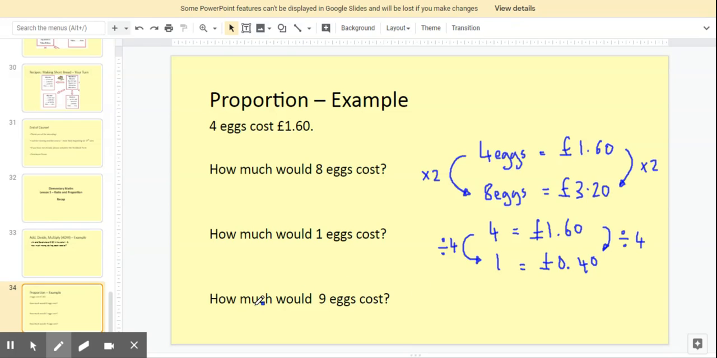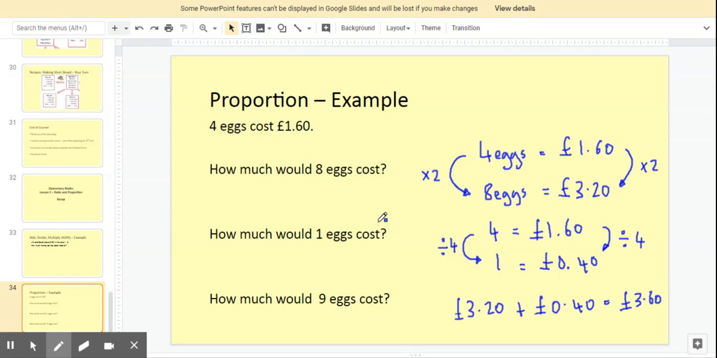The last question here says, how much would 9 eggs cost? So there's a few ways of doing this. One of them would be to take the price for 1 egg and just multiply that by 9. A slightly easier way might be to say, okay, if I know 8 eggs is equal to £3.20, and I know that 1 egg is equal to 40p, I could just add those two together. So I could have £3.20, that's the cost of 8 eggs, plus the cost of 1 egg. So 9 eggs is going to cost me £3.60.